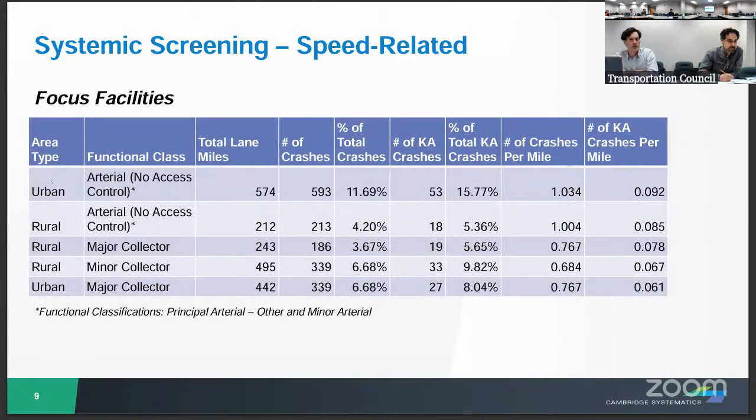And then for speed related, we're seeing both in the urban and rural context as well. Although not as much as some of the roadway departure crashes, since speed related crashes are based upon what's in the crash reports themselves. There is a lot of overlap to those locations, and that can have some mutually supportive treatment packages as well. Any questions on these focus facilities so far?